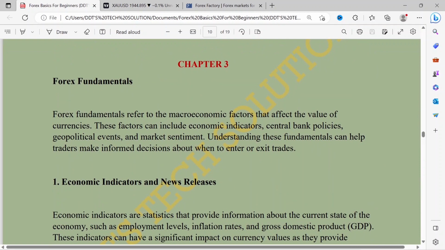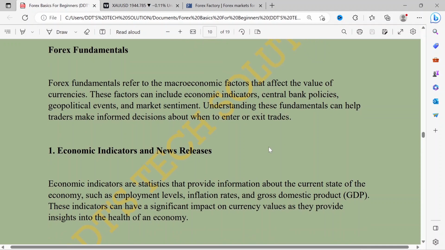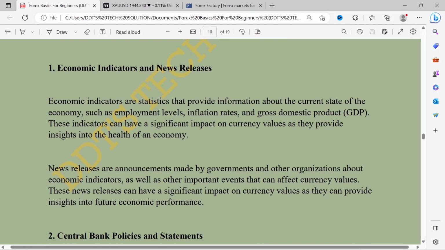Also, understanding forex fundamentals. Fundamentals refer to the macroeconomic factors that affect the value of currencies. This could be under economic indicators, central bank policies, and major events or major news that pops up. So economic indicators and news releases can also affect the markets.